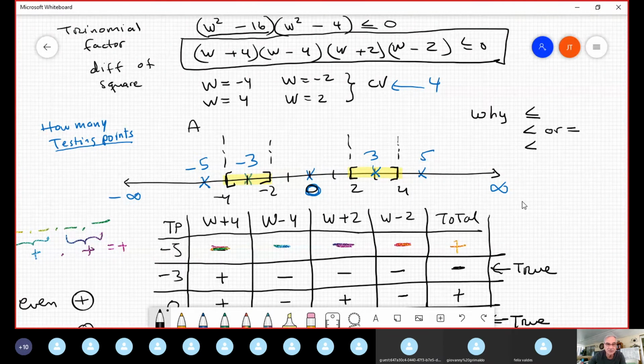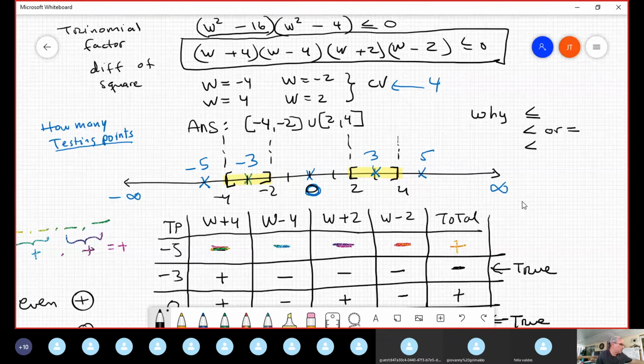My final answer is bracket negative 4, comma negative 2 bracket, union. I put union because we have two pieces, no? Bracket 2, comma 4. And this is the final answer. Do you understand this very well or no? It's relatively easy.